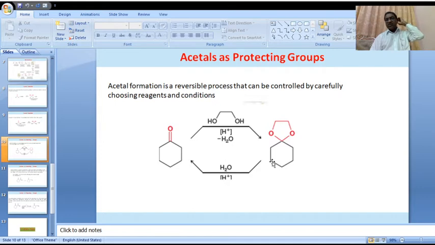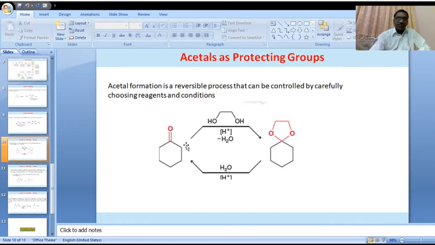Now, these acetals are used as protecting groups. Here, this is the protecting group, generally for aldehydes or ketones. Acetal formation is a reversible process. Generally, all acetal formation reactions are reversible reactions that can be controlled by carefully choosing reagents and conditions.